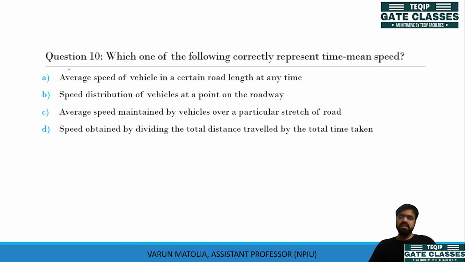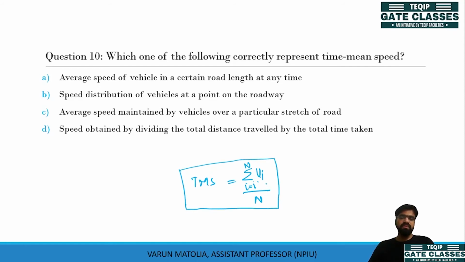So the next question says, which one of the following correctly represents the time mean speed? What is time mean speed? Time mean speed is the average speed of vehicles at a particular time. This is your time mean speed: the average speed of the vehicle on a road length at a particular time. I think you are more eligible to answer this question. I want you to read out the problems and mark the correct option in the comment section.